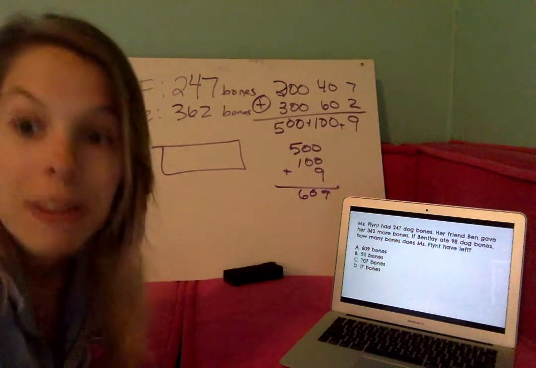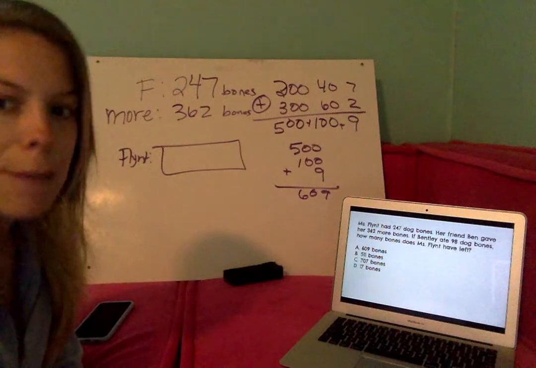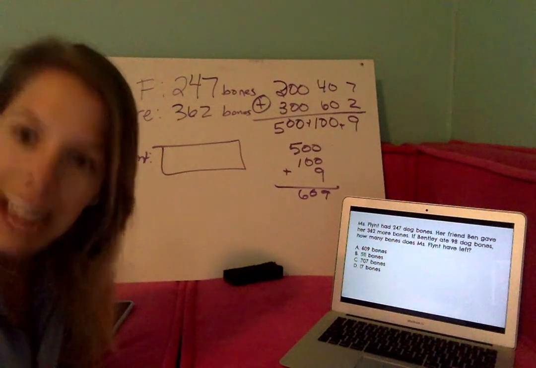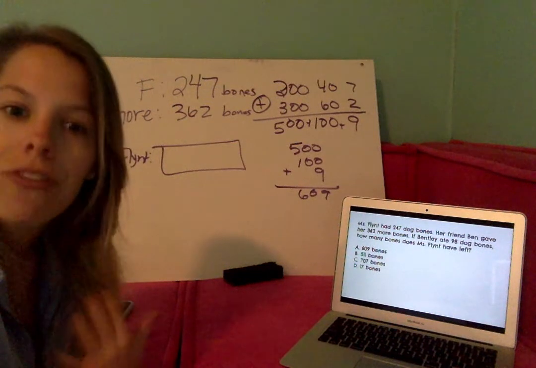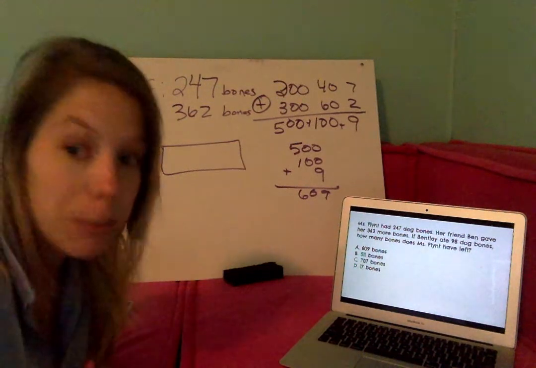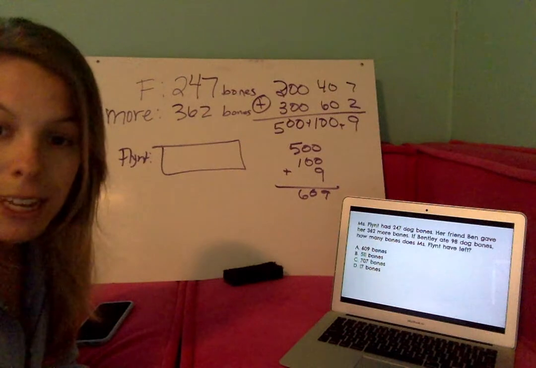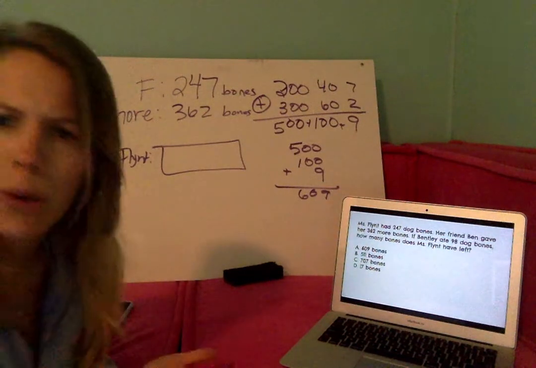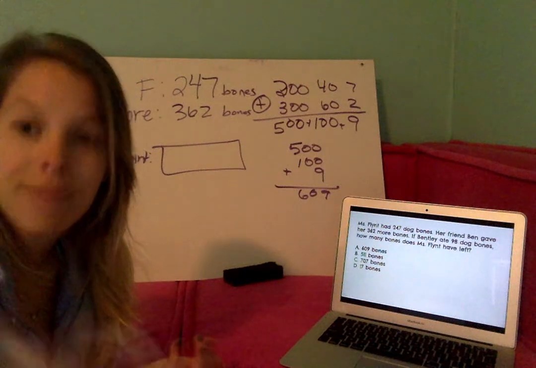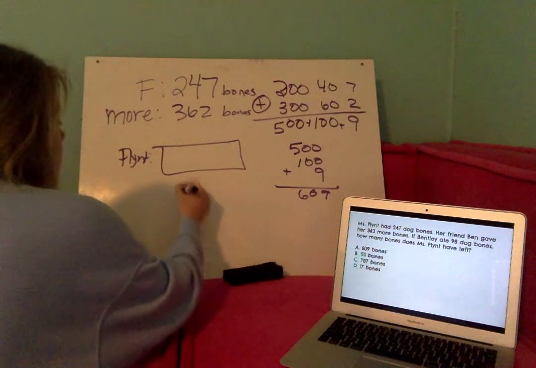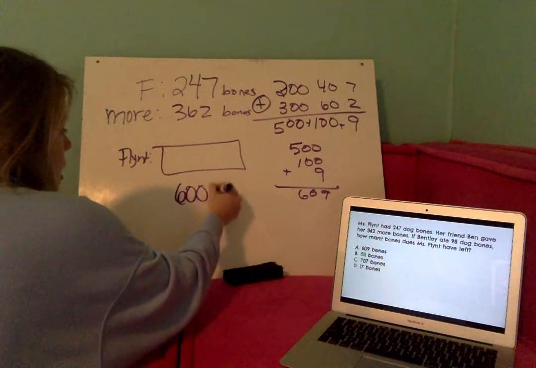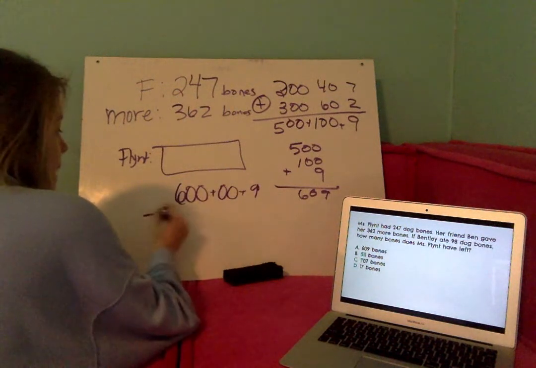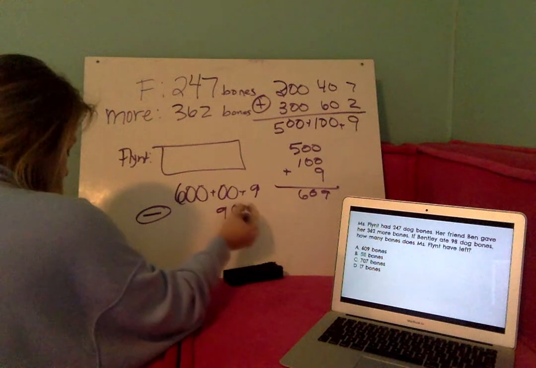So now we know that Miss Flint now has 609 bones, but Bentley ate 98 of them. If he ate them, they're in his belly. They're no longer Miss Flint's. So how do we take 609 and 98? What do we do to it? Subtract. So we're going to take 609 minus 98.